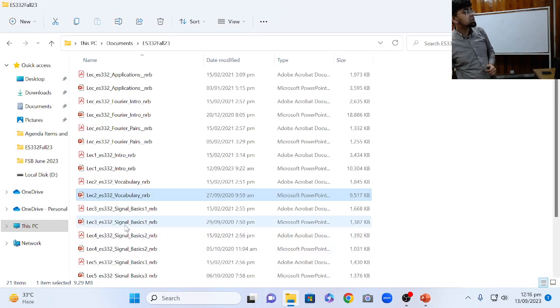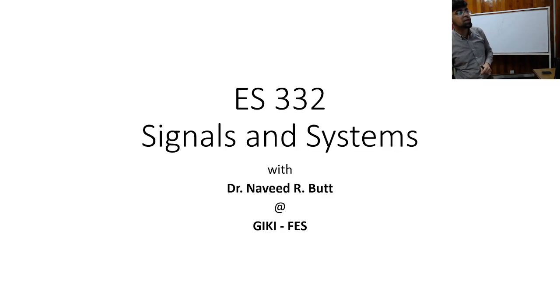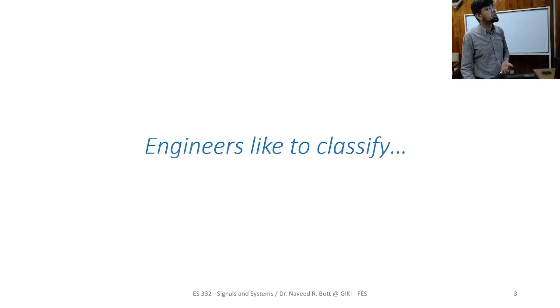Let's go to the next one. Again, we're going very lightly and slowly, so that we have an idea of what we are doing. In this part we will not complete everything, we'll just go through some of it. But now we will do signal basics. Okay, so very basic things about signals. I think there are 1, 2, and 3 sections in this. What we will do today is types, several classifications of signals, and we will see some examples of that.